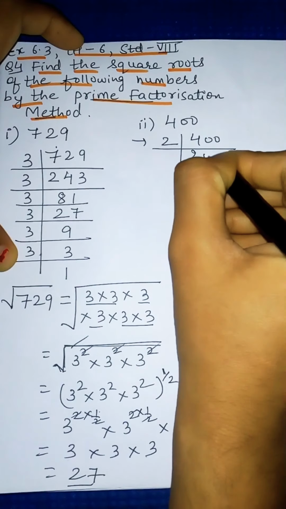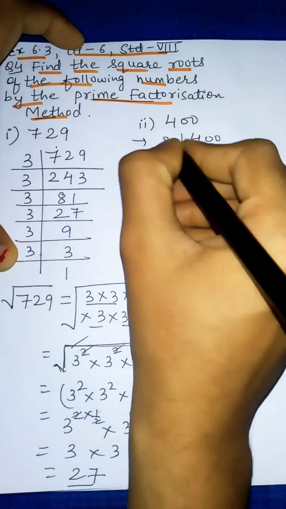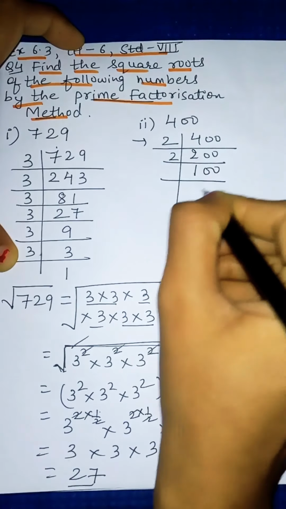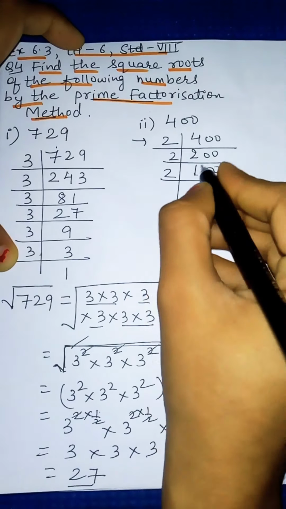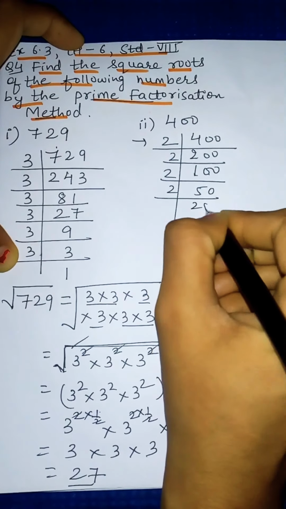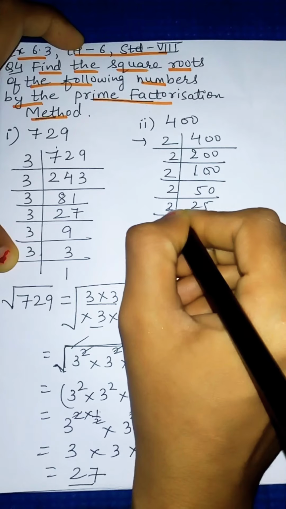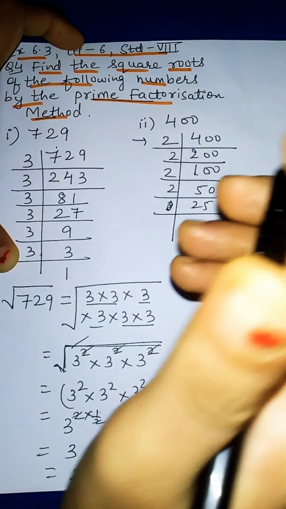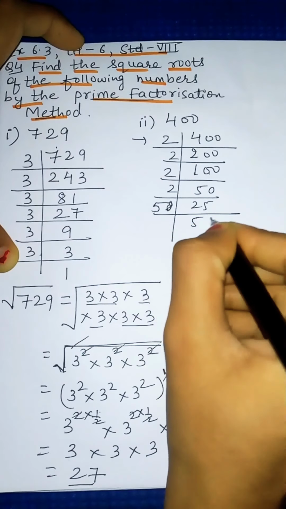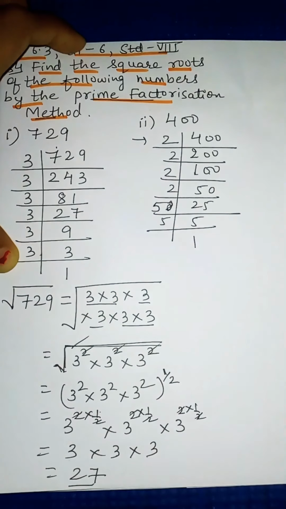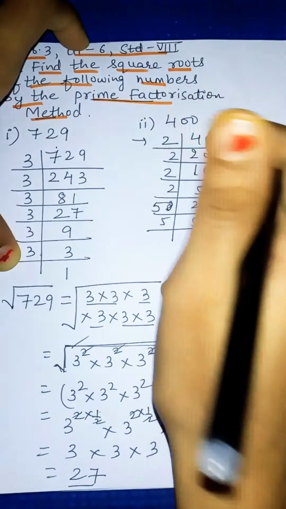So 2 2s are 4 and this 0. So 2 200s are 400. Again 2 1s are 2. Now 2 5s are 10 and this 0 as it is. So 2 50s are 100. Now 2 25s are 50 and 25 will not come in the table of 2. So now we have to take another prime number. So we will start with 5. So 5 5s are 25 and 5 1s are 5. So these are the factors of 400.